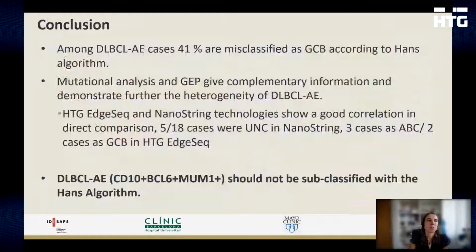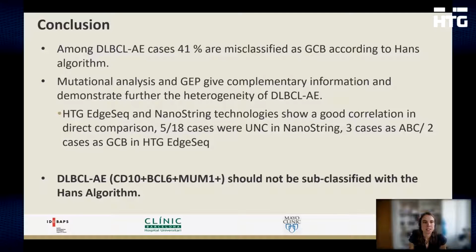To conclude, among the DLBCL cases with aberrant expression, 40% of the cases are indeed misclassified as GCB according to Hans' algorithm. And mutation analysis and gene expression profiling give complementary information and demonstrate further the heterogeneity of diffuse large B-cell lymphomas with aberrant expression.